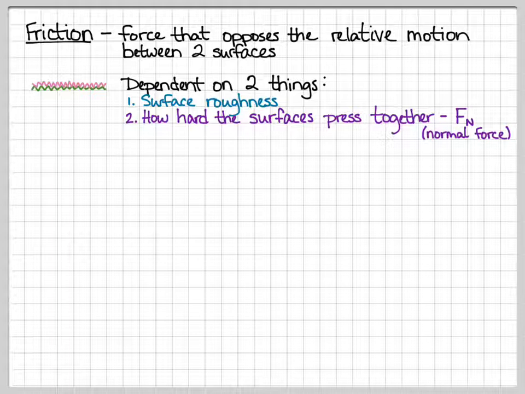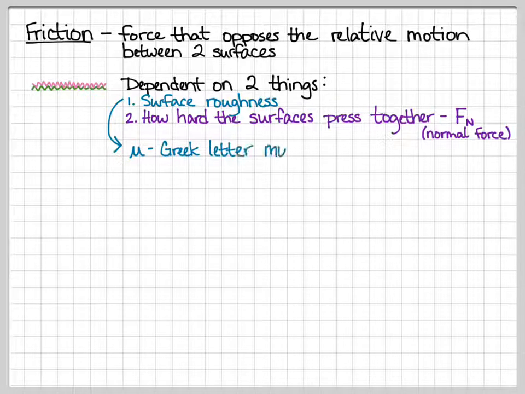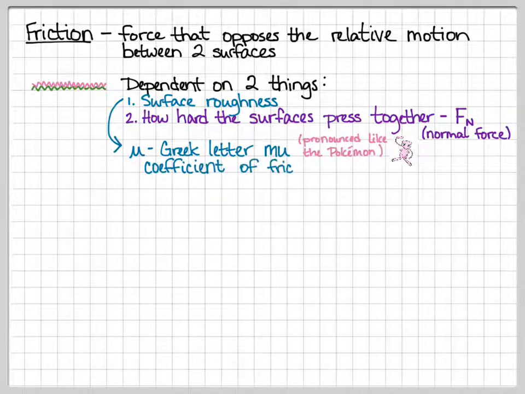For surface roughness, we have to introduce something new. We're going to use the Greek letter mu. This is going to be the coefficient of friction. The higher the coefficient of friction, the more friction the surface has, the rougher the surface is. The closer to zero the coefficient of friction is, the smoother the surface is, the more easily the object glides.